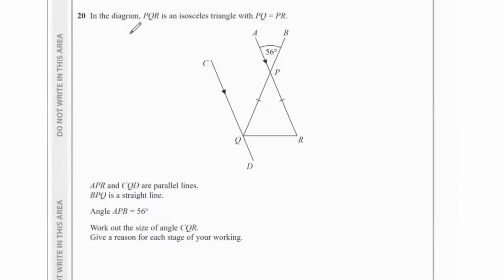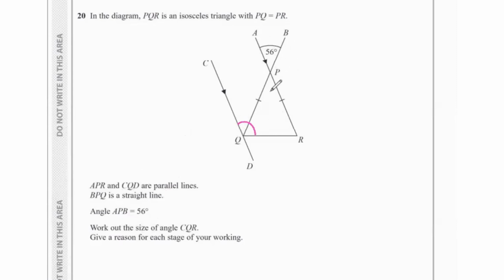Then this question says that the diagram PQR is an isosceles triangle with PQ equals PR. APR and CQD are parallel lines. BPQ is a straight line. APB is 56. Work out the size of the angle CQR. This is the angle that we have to find.